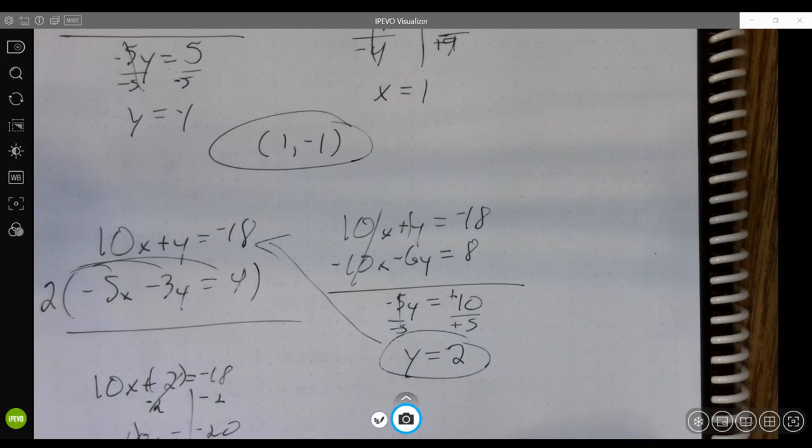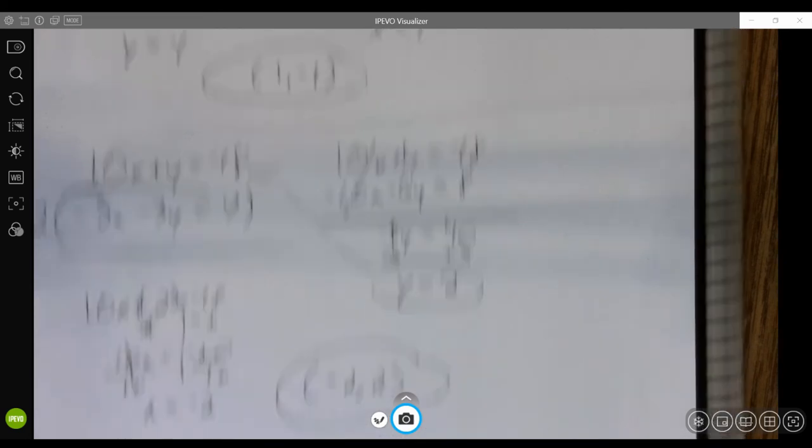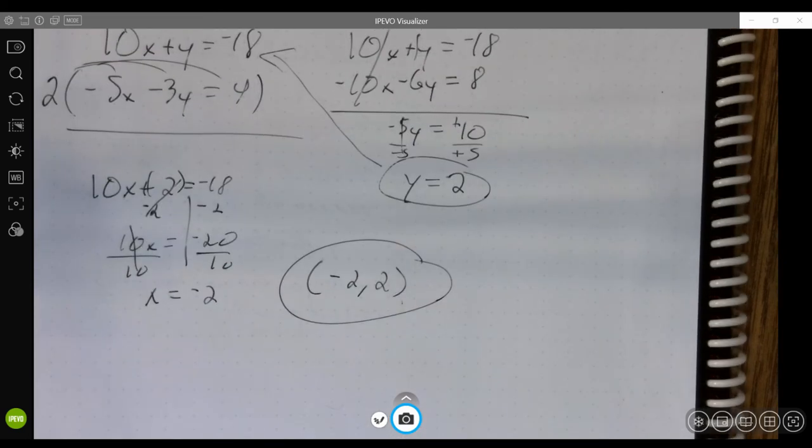Write my final answer as an ordered pair. So I have negative 2, 2. Make sure you put the x first and the y second. So those are ones where sometimes you have to multiply the bottom row by something.